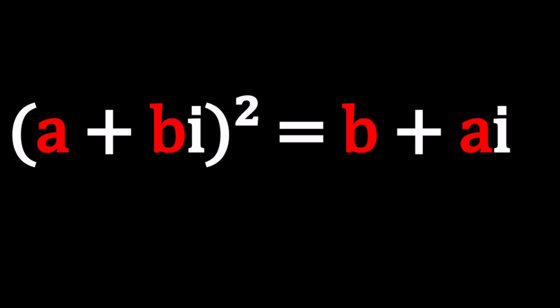This channel is all about complex numbers, and in this video we're going to be solving a really nice problem, a really nice equation with complex numbers. So we have (a + bi)^2 = b + ai, and we're going to be solving for a and b values.